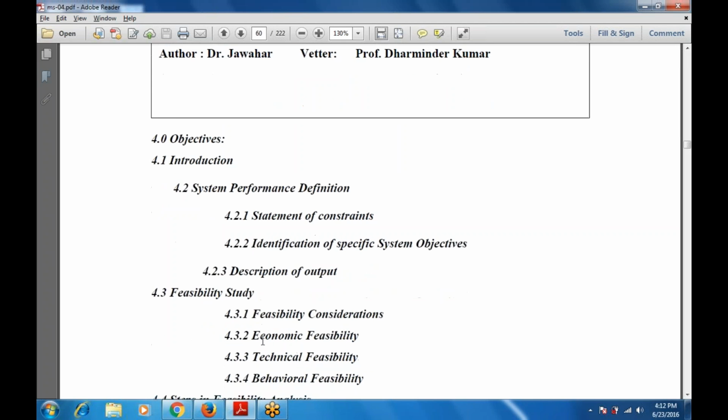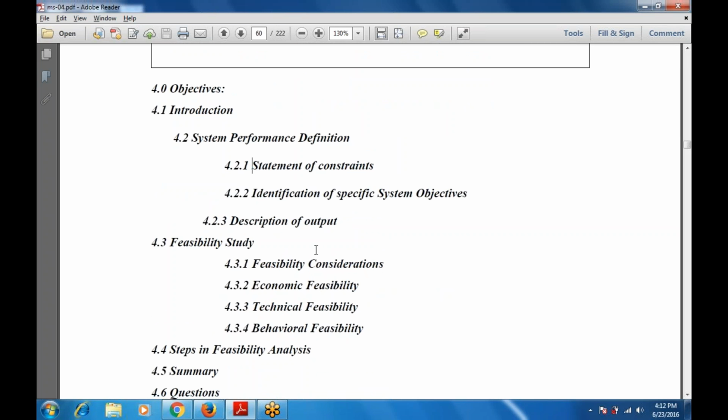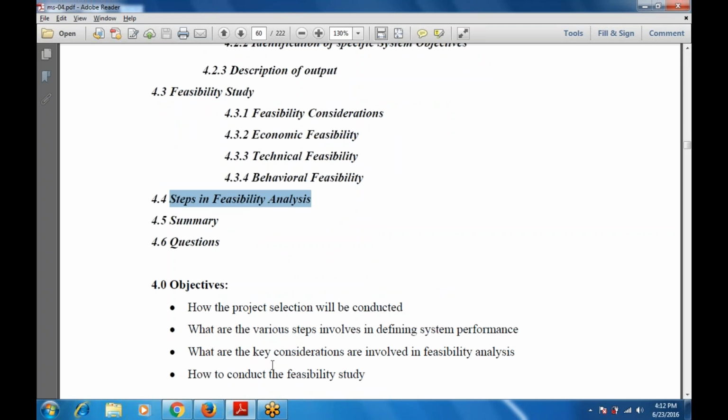Next, 4.3 is the feasibility study, which consists of multiple parts like feasibility considerations, economic feasibility, technical feasibility, and the various steps in the feasibility analysis. Then 4.5 is the summary. After that, there are the various questions. So these are the topics covered within the 4th chapter, the feasibility study.